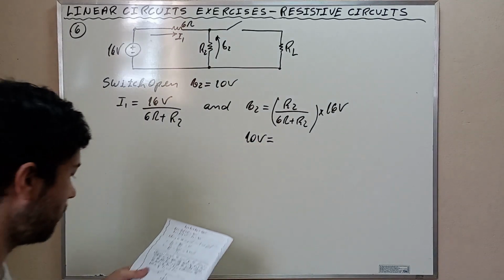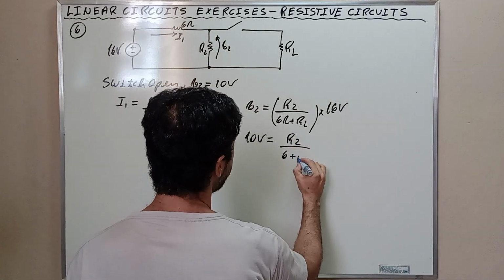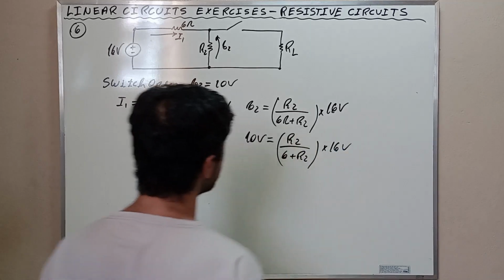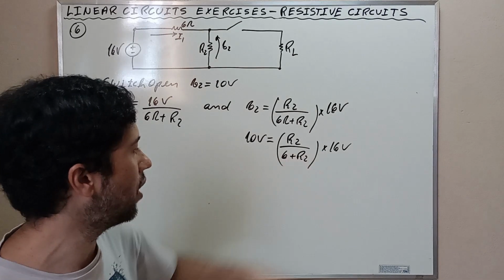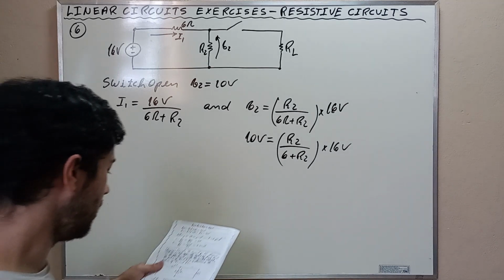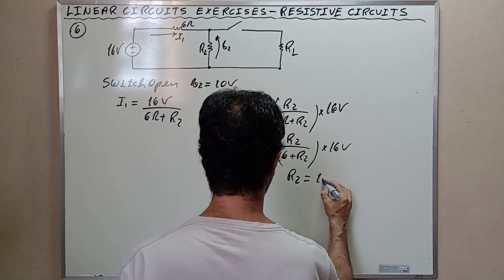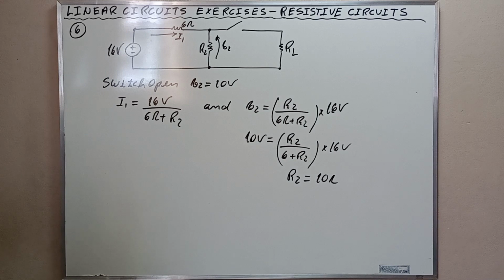10 volts is going to be equal to R2 divided by 6 plus R2 times 16 volts. Okay, and manipulating this, we are going to carry out an algebraic manipulation here. I invite you to try it at your house. Manipulating this, we find that R2 is equal to 10 ohms. Okay, my friends, and this is how we find R2.